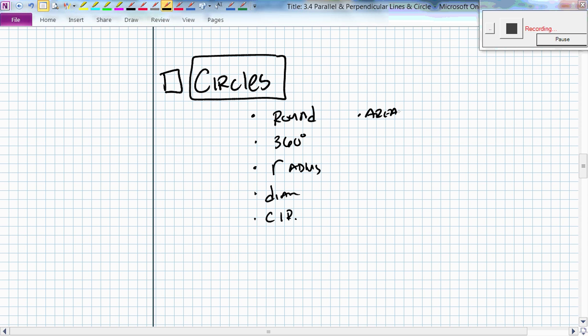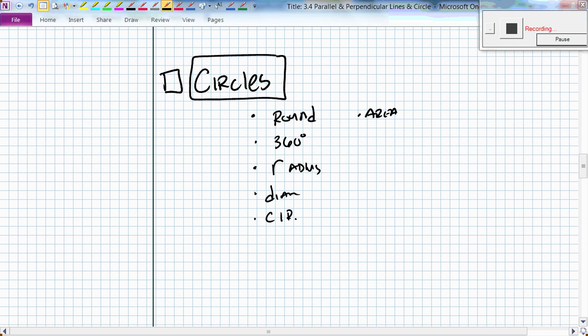So it's round, it's 360 degrees, there's a radius, there's a diameter. What's the radius defined to be? Half the diameter. Good. What's the diameter? The length across, but it has to go through a very certain point. Thank you. Very good.